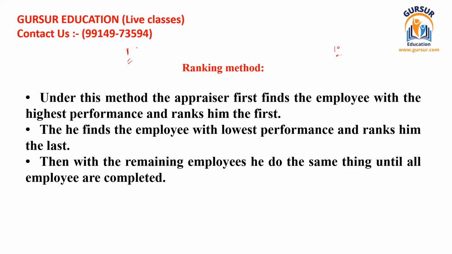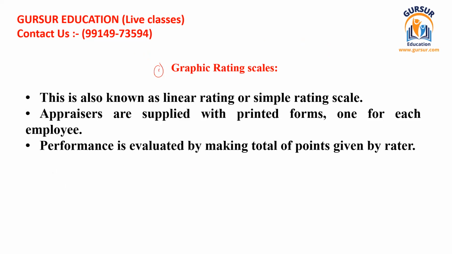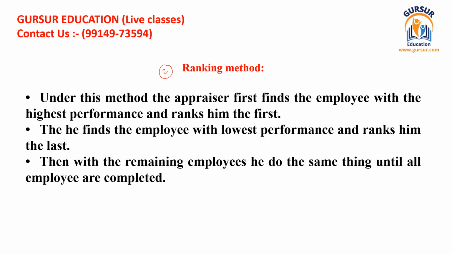Then again the next one, second highest performer, then second lowest performer, then third highest performer, then third lowest performer. In the same way, the ranker or the appraiser or the manager ranks all the employees, and this is the second method by which the appraisal of employees is done. The first was graphic rating, second ranking method.